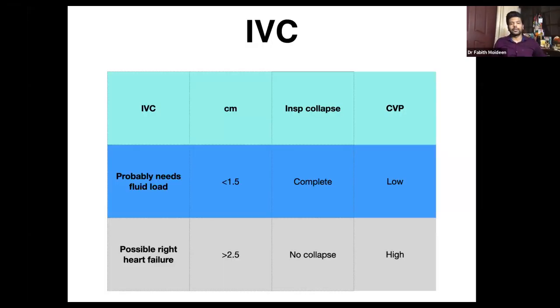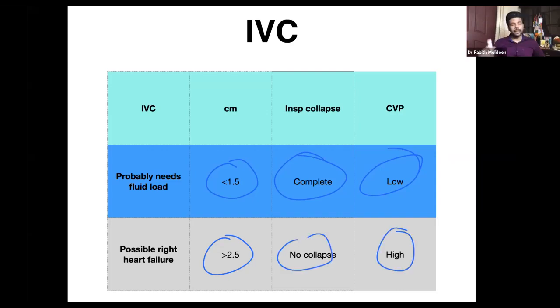There is a lot of data regarding different sizes and things like that. But remember that you have a measurement, and then just eyeballing itself. If you see that the IVC is completely collapsing, good. If the IVC is 50% collapsing, good. If you measure it and it is less than 1.5, and there is a complete collapse, you know that CVP is going to be very low. You can give fluid for this patient, as simple as that. If it is more than 2.5 and it is not collapsing, you know it's high.